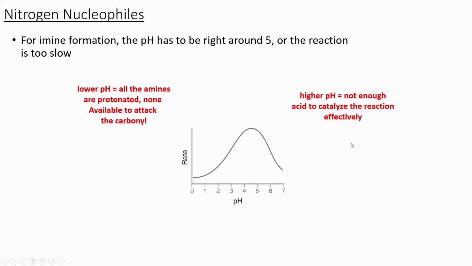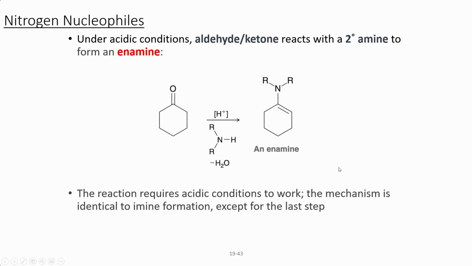So you can see based on this ammonium ion formation that the pH of this reaction is extremely important for the reaction to occur. And there's a sweet spot right around pH of 5 that the reaction will be at the fastest rate. At a low pH, all of the amines are protonated, and we'll have no amine that's available for nucleophilic attack. And then at high pH, we have not enough acid to catalyze the reaction efficiently. So we do want to maintain a pH of right around 5 for this reaction to occur.